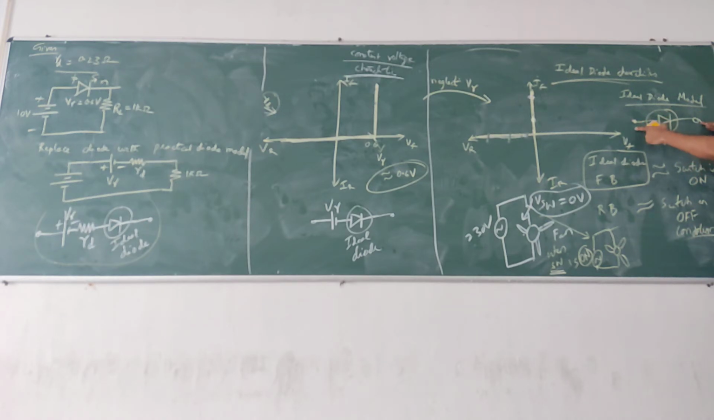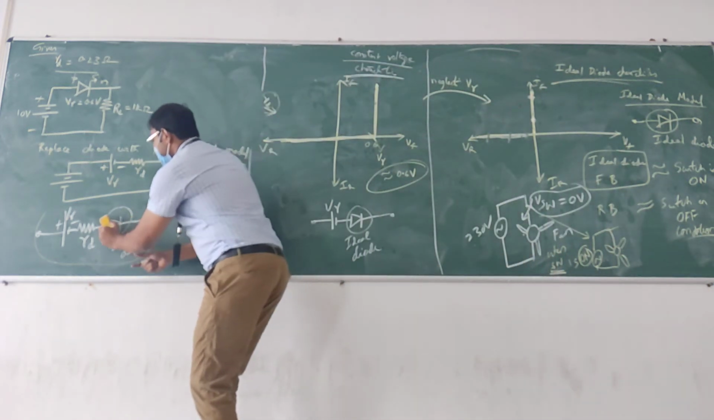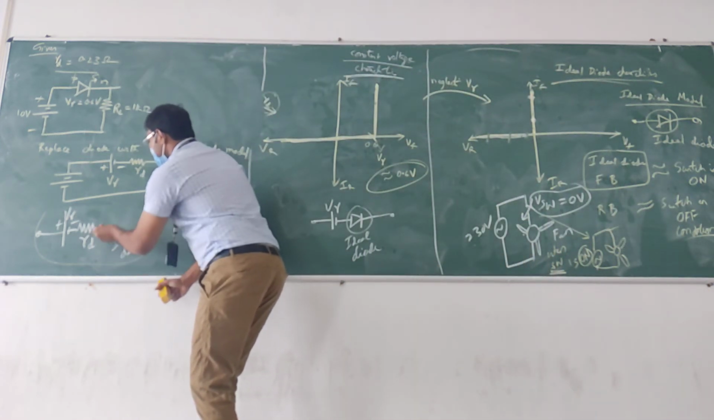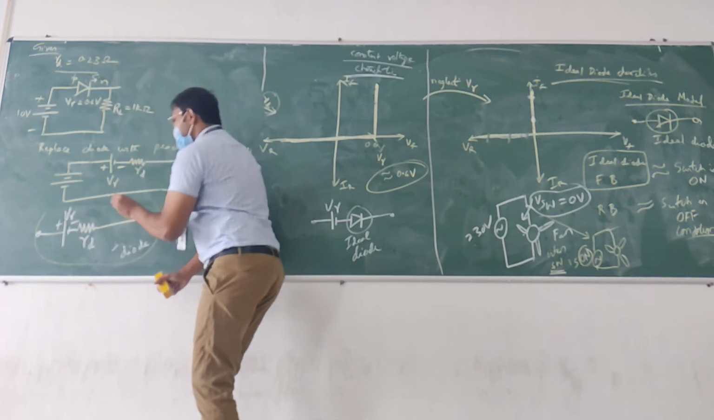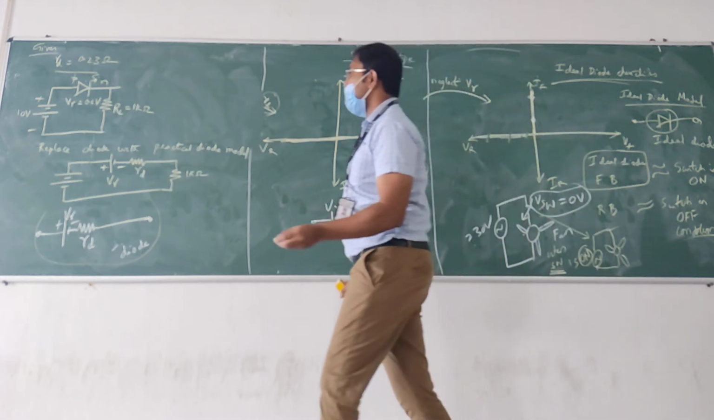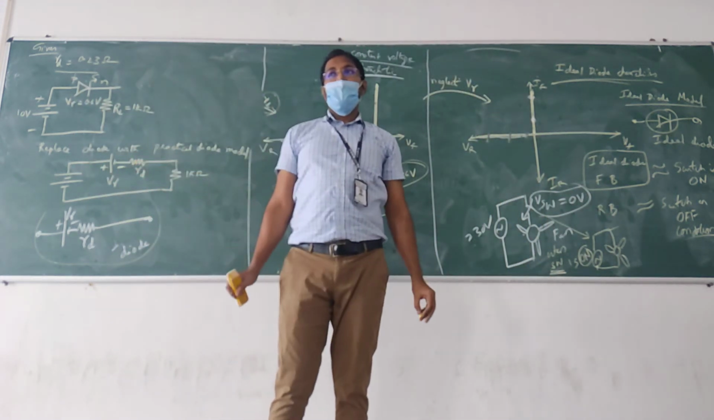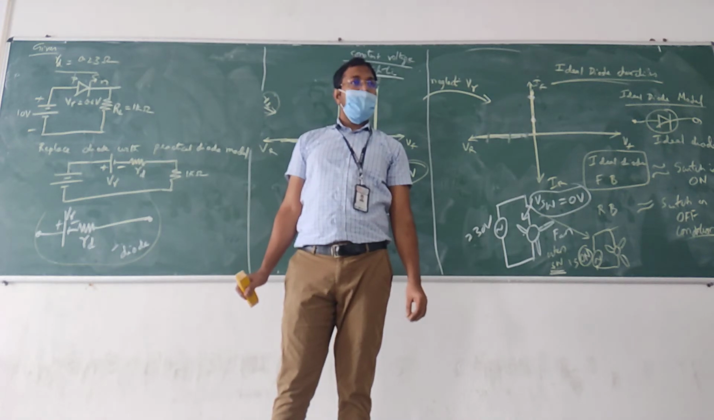The diode is on. In place of this, I do a direct connection. If I remove this and do a direct connection, is it the same? Yes? And that is what we have replaced here. Clear? Any doubts? Raise your hand.